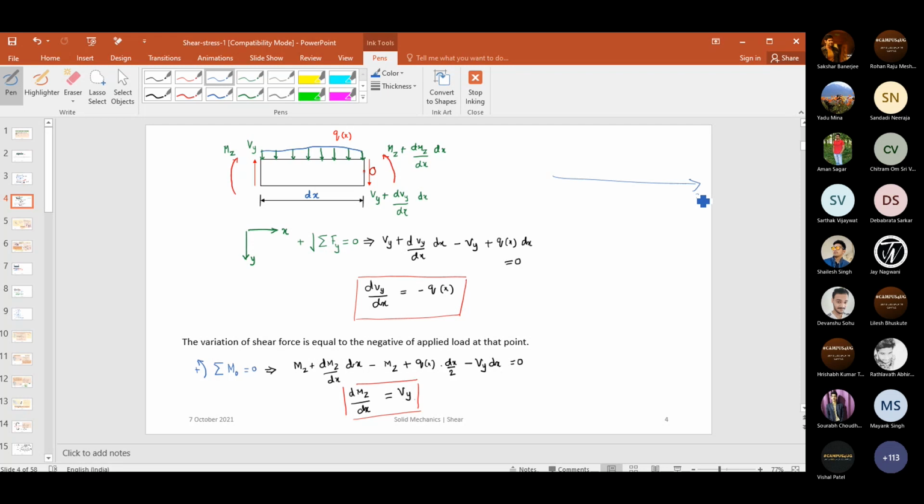Let's say this is x, this is y, and this is z, and let's say our bending moment is, I put two arrows, and if you follow the right-handed thumb rule, the bending moment is in this direction.